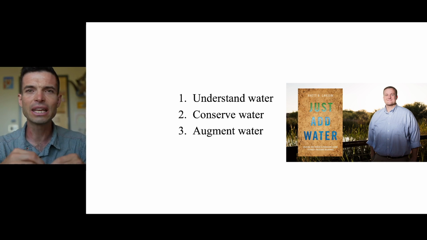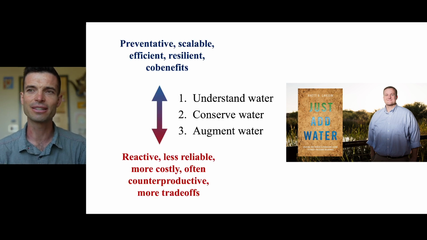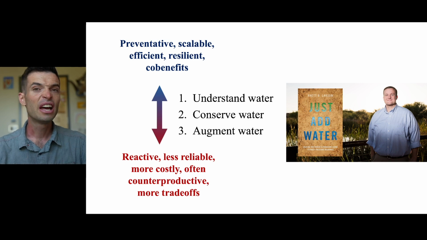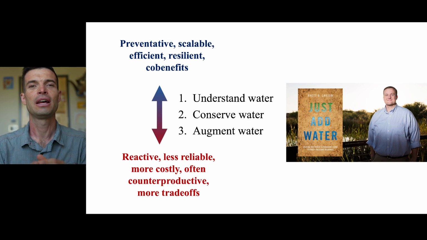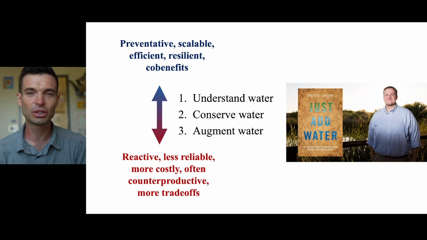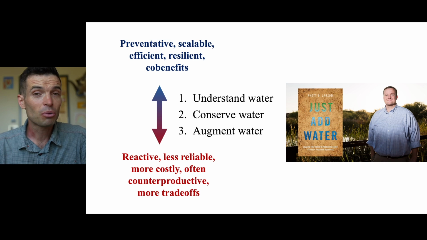That means to bring in water from somewhere else, try to find a new source of water. The reason why these are prioritized is the ones at the top are preventative, scalable, resilient. They have tons of co-benefits. If you understand how the water system works and you learn to live with less, that never hurts you. If we end up in a wet period for a number of years, then all the better, right? We know how to live with less.